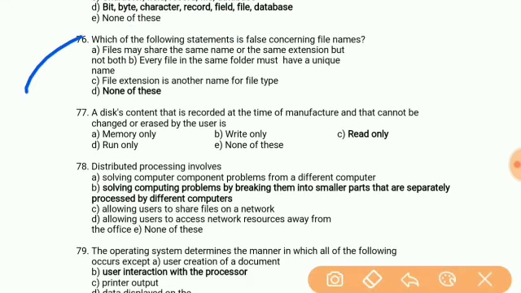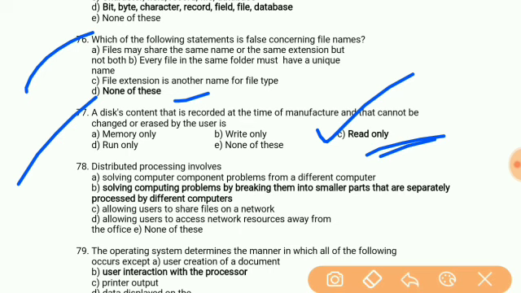Then, which of the following statements is false concerning file names? That is, none of these will be the correct answer. Then, a disk content that is recorded at the time of manufacture and that cannot be changed or erased by the user is read-only. What is read-only? It is recorded at the time of manufacture, and you cannot change or erase it. That is read-only.